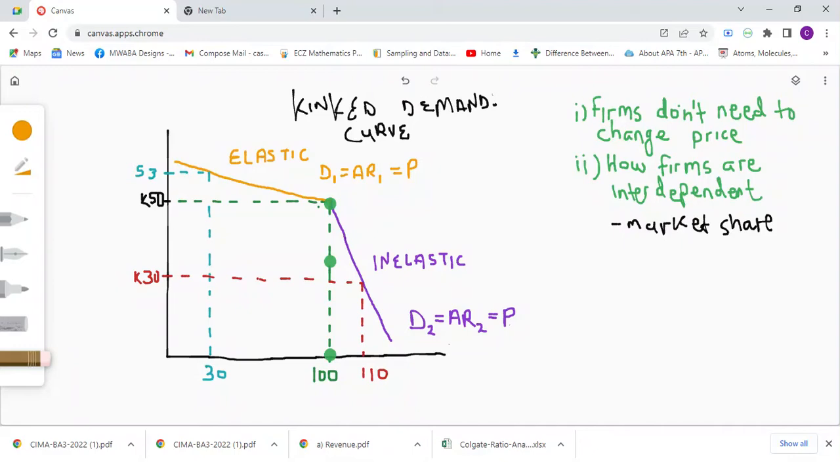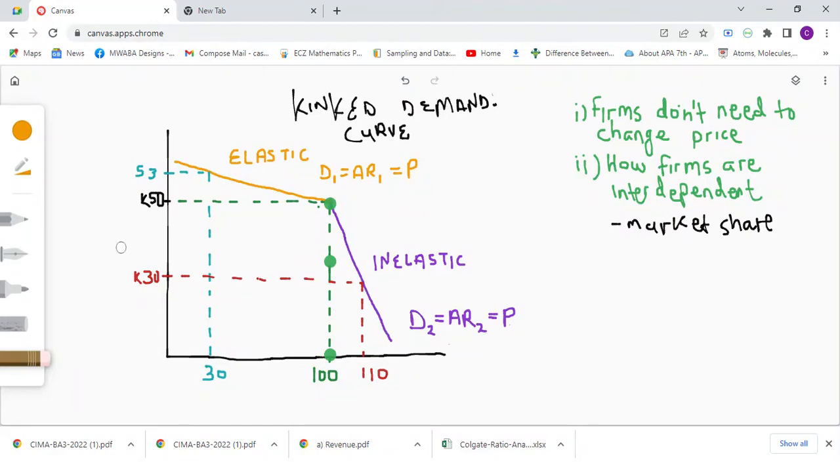Because remember, in an oligopoly, it's few firms which have a large market share. So firms basically are fighting for market share. That's why there's a lot of interdependence. So we're going to see what happens if a firm tries to increase its price or if it tries to lower its price.